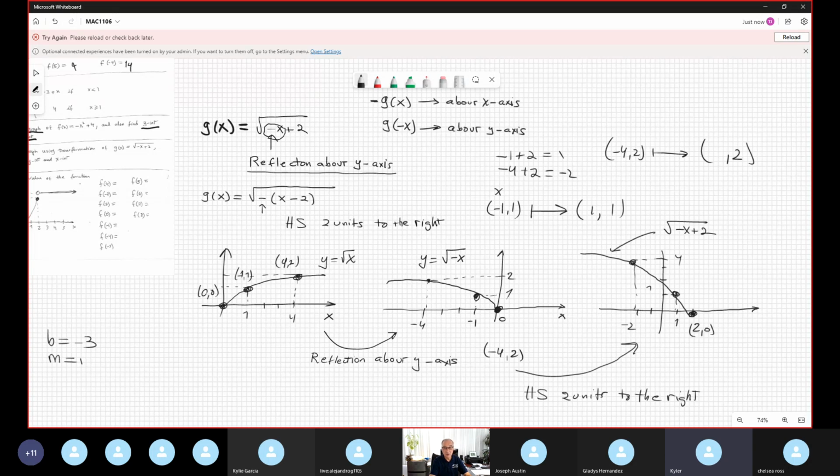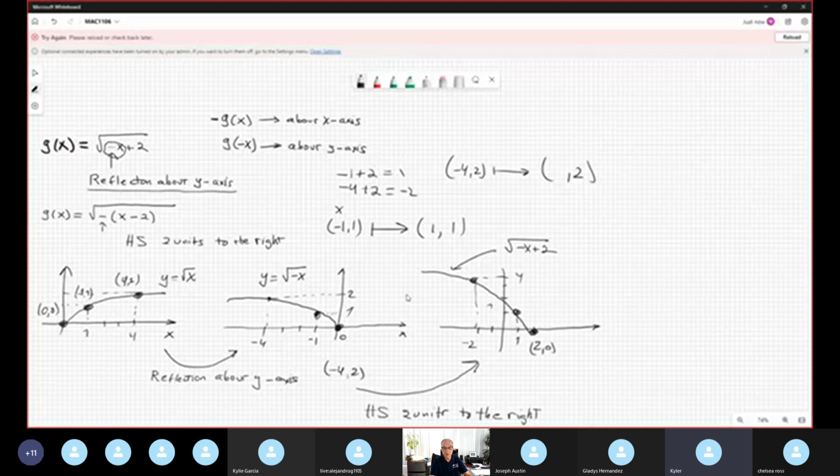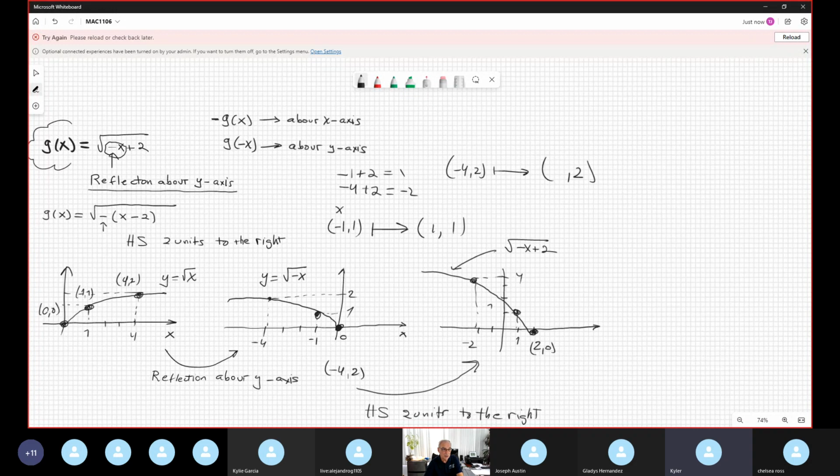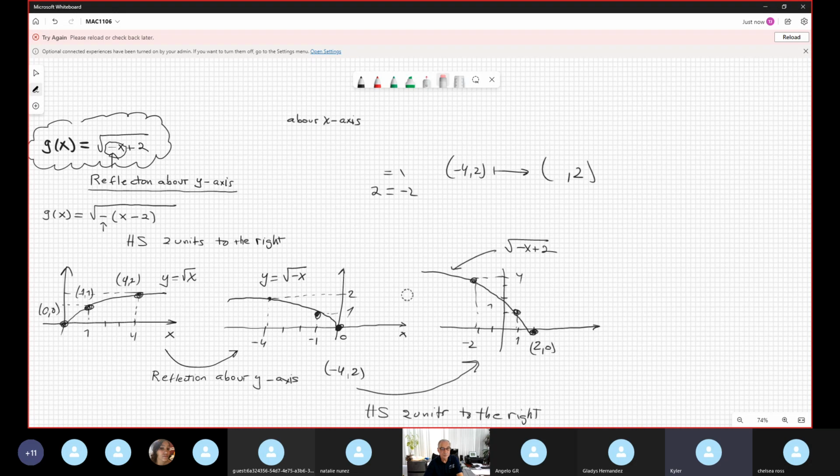Oh, I forgot the most important part. The most important part is the y-intercept and the x-intercept of this function, the given one, not the graph. I need to investigate in this expression both the x-intercept and the y-intercept. Remember, for finding the y-intercept, you take g and evaluate at 0.